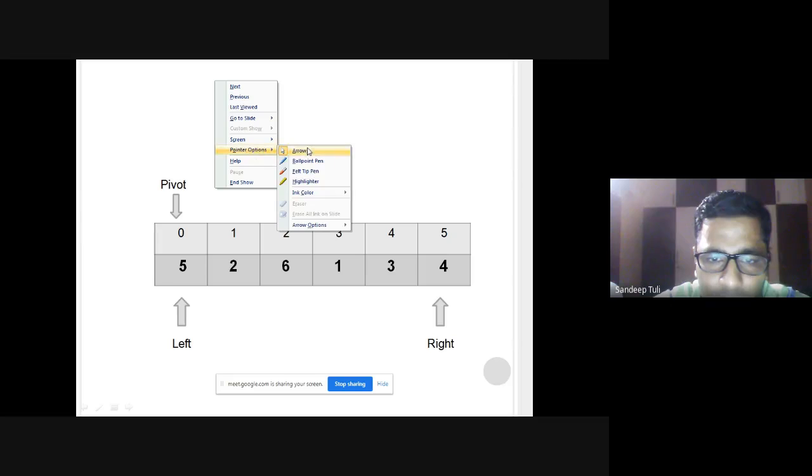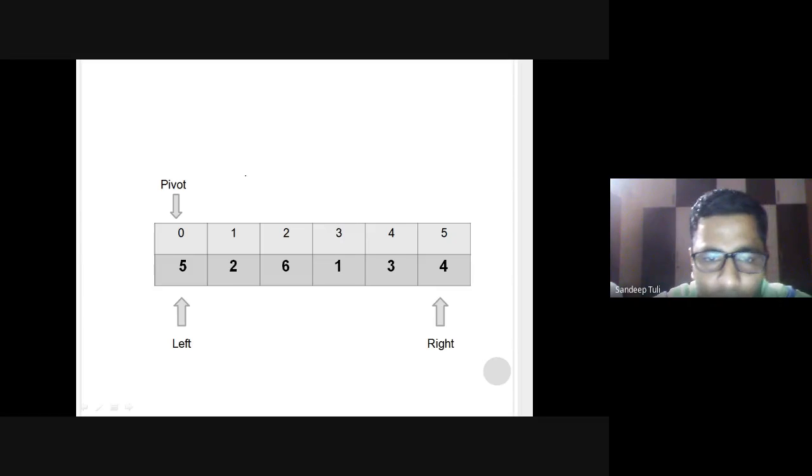Okay, so that it is a bit clearer to you all beforehand. How we will do it: right now the pivot element is 5. Now what we do is we will start from the right. We will start from the right. Okay, now first of all, the first element is 4.